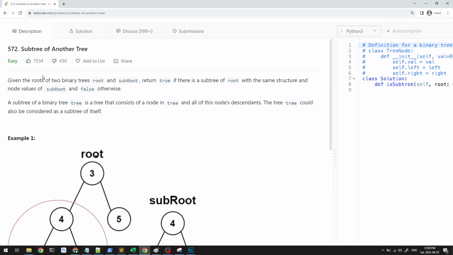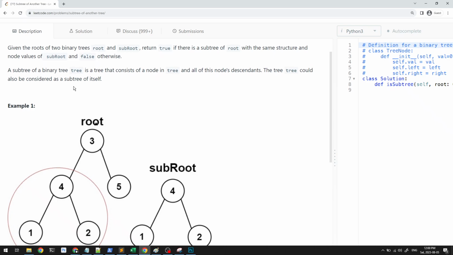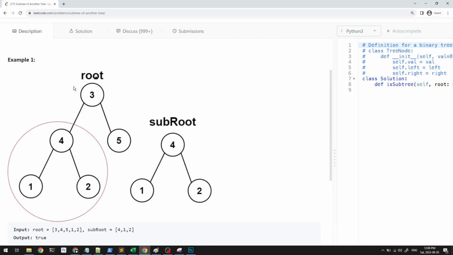In this question we are given the roots of two binary trees, root and subRoot, and we want to return true if there is a subtree of root with the same structure and node values of subRoot, and false otherwise. A subtree of a binary tree is a tree that consists of a node in the tree and all of its descendants. The tree could also be considered a subtree of itself. What exactly is that saying?